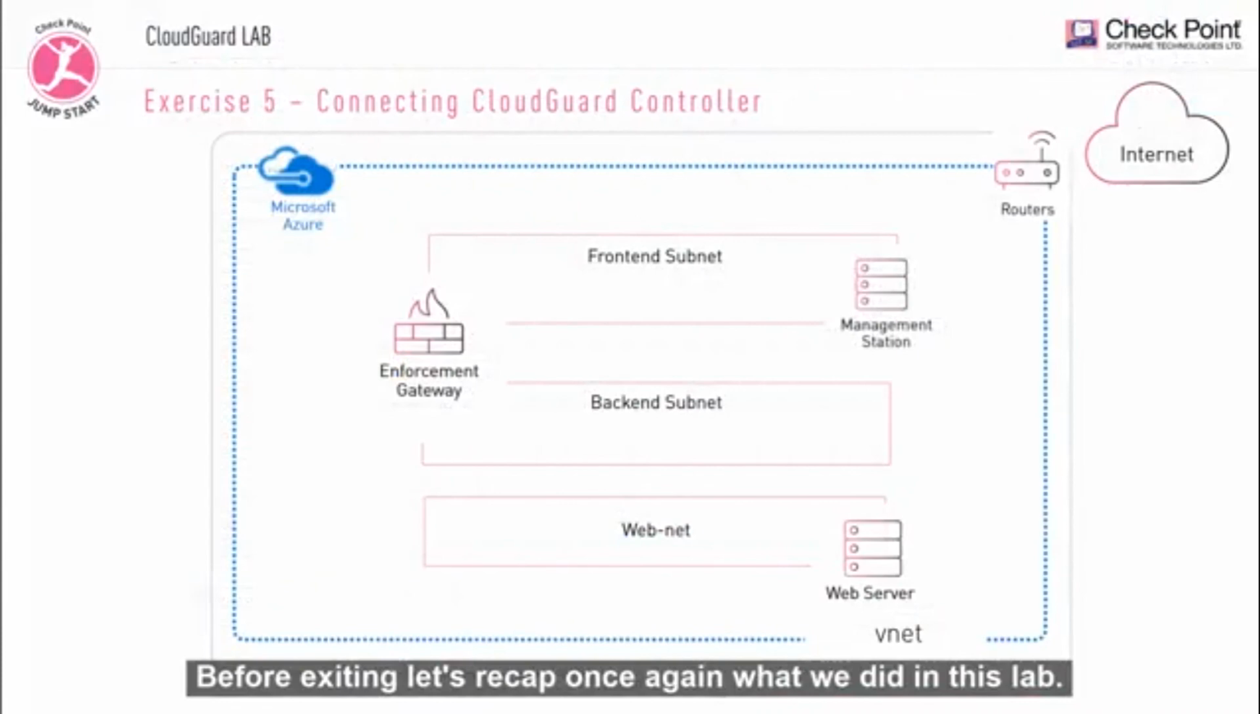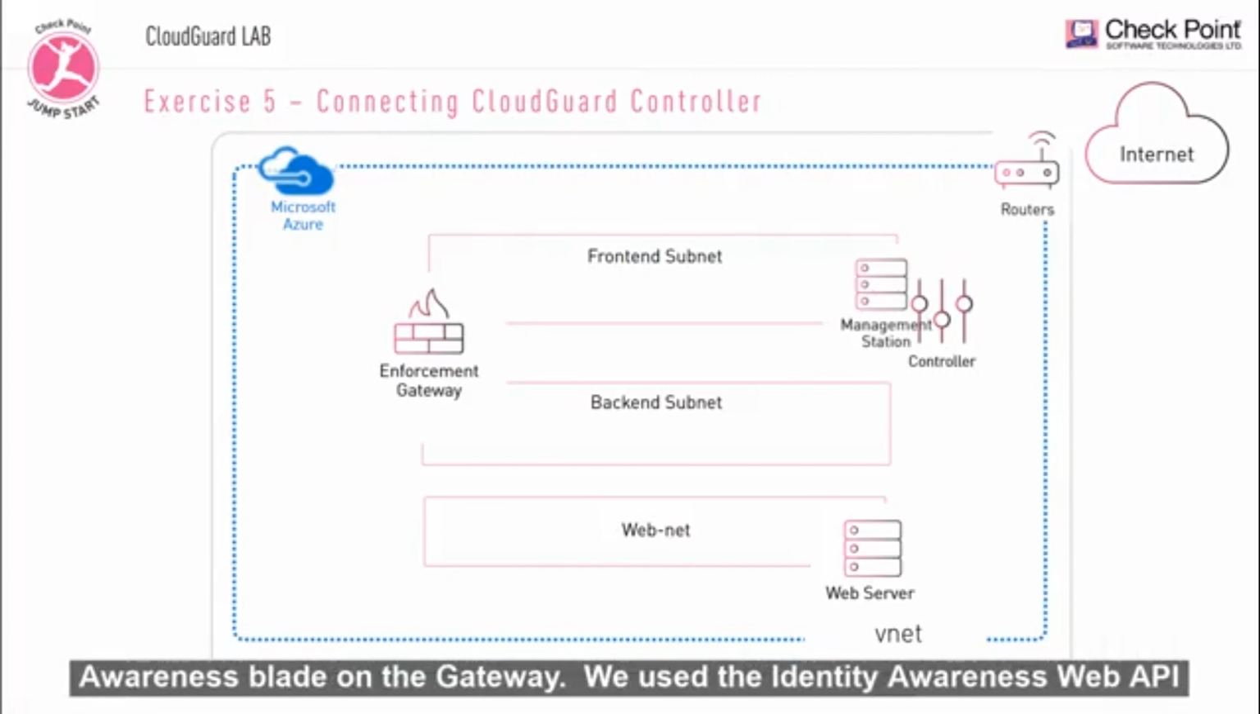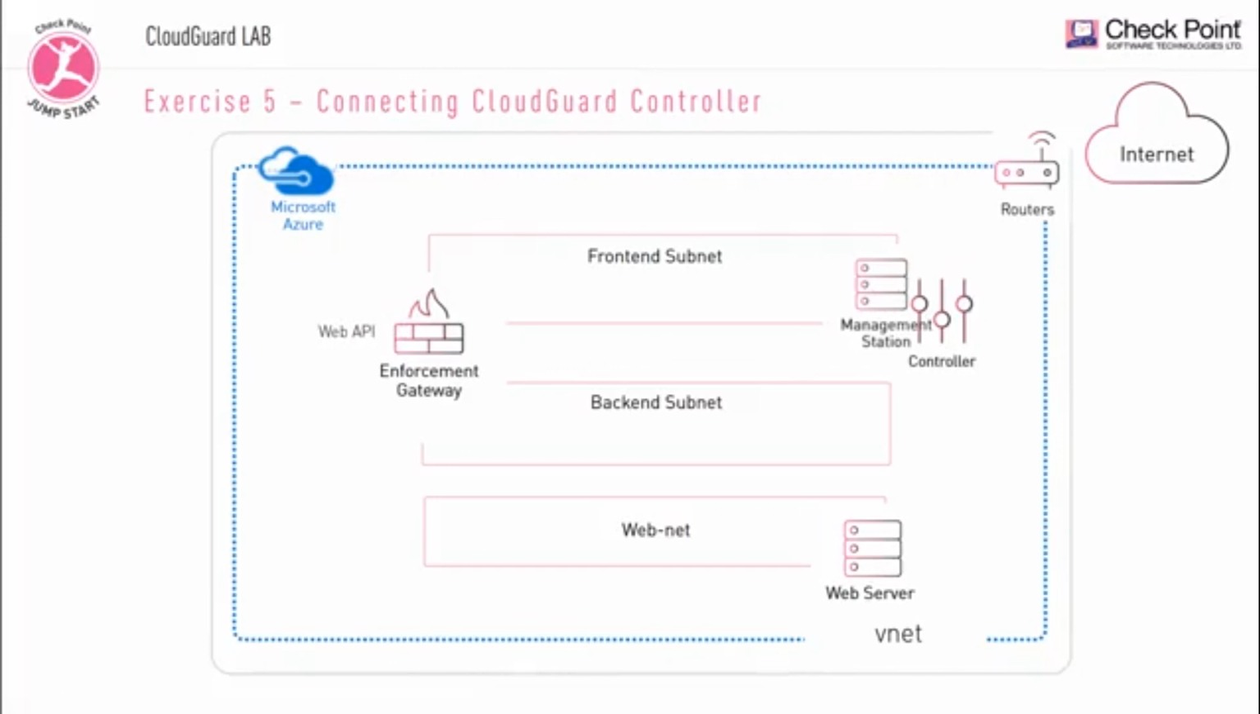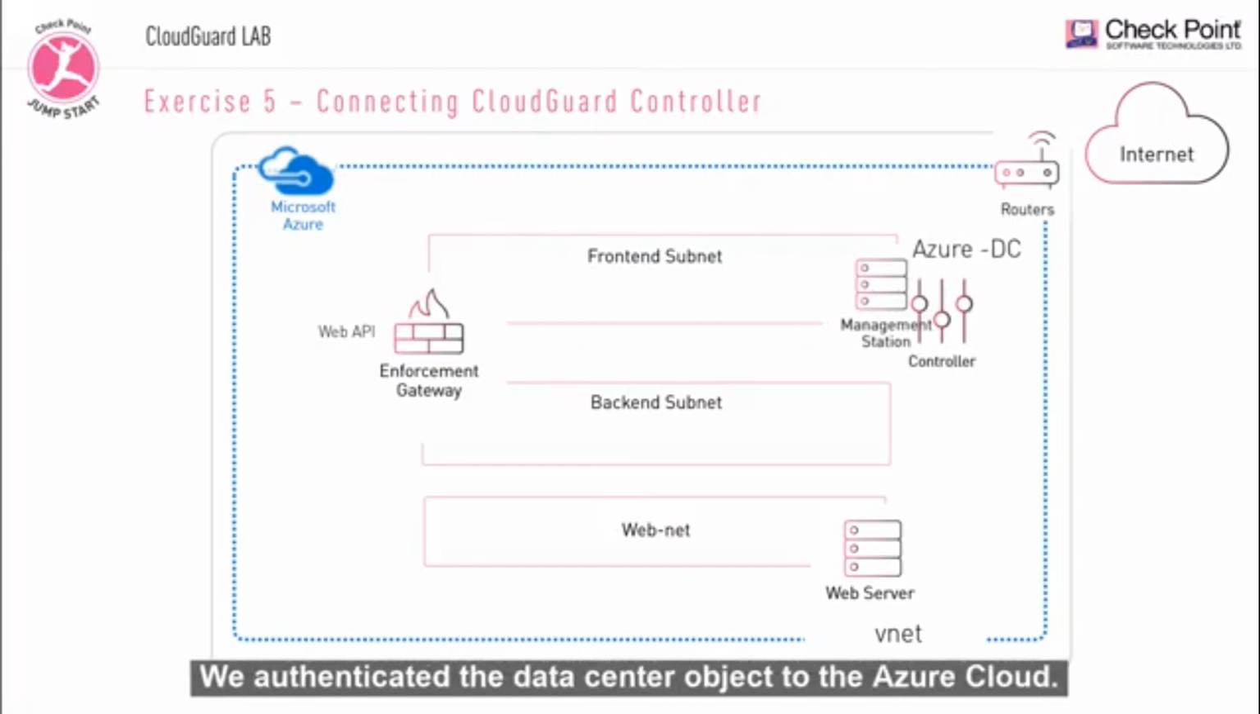Before exiting, let's recap once again what we did in this lab. In this lab, we configured the controller. We first enabled Identity Awareness Blade on the gateway. We used the Identity Awareness Web API identity method. We created a CloudGuard data center object. We authenticated the data center object to the Azure cloud. Then we verified that the connection was successful.